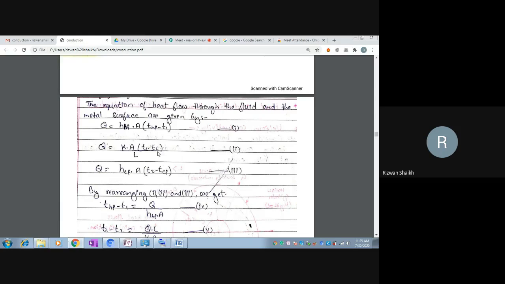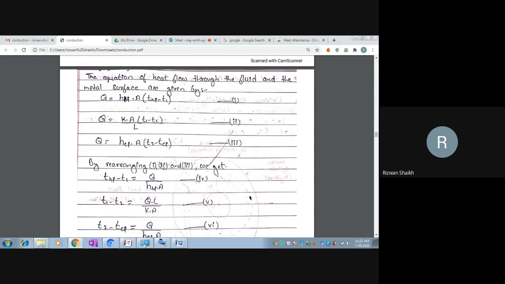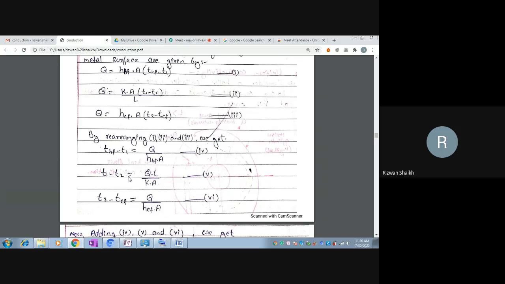We got these three equations. If I rearrange these three equations in terms of temperature difference, the first equation gives THF minus T1 is equal to Q upon HHF into A. That is, I am taking HHF into A to the other side. So I will get equation number 4. Similarly, for the 2nd and 3rd equations, T1 minus T2 and T2 minus TCF. So we got equation 4, equation 5, and equation 6.